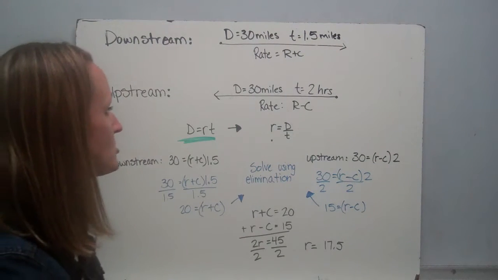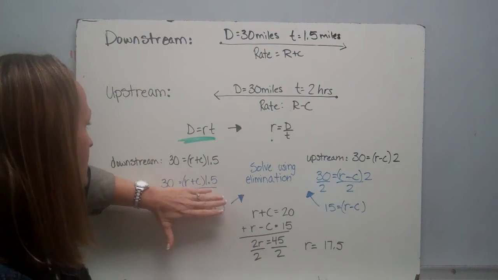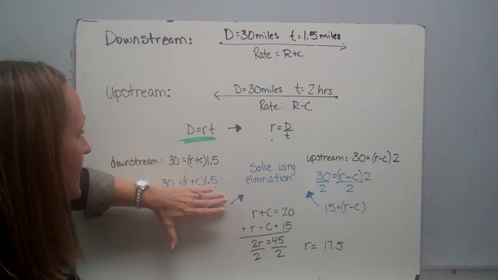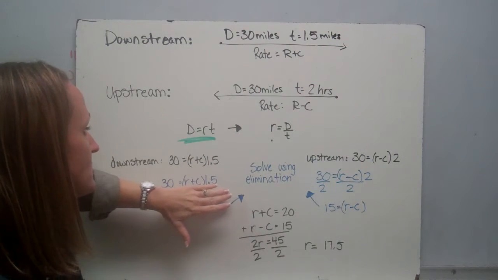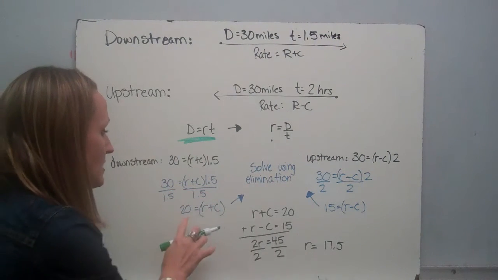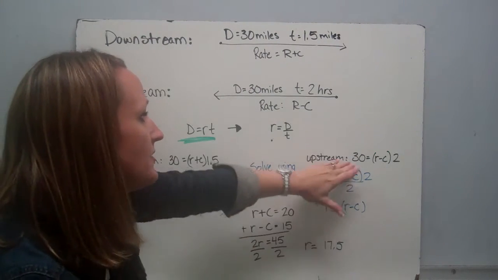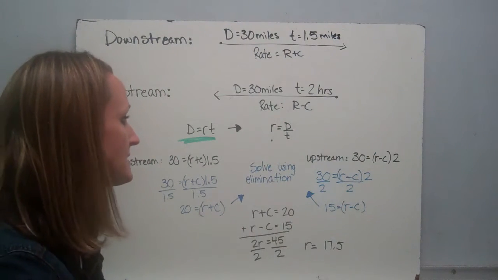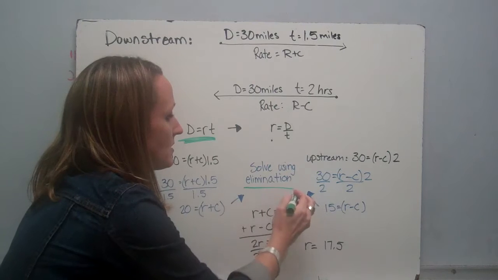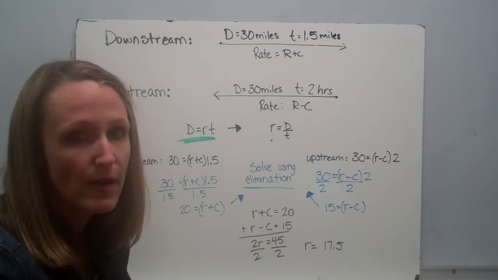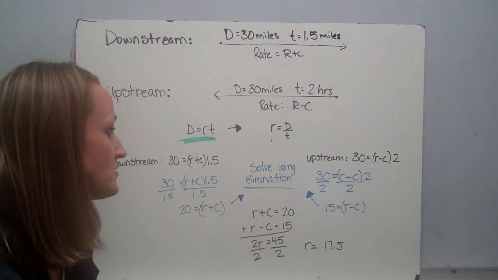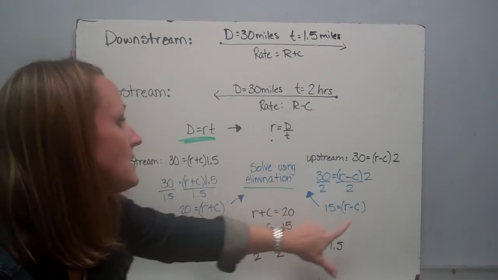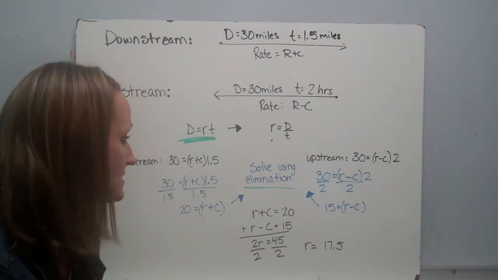So if we set this up, we have 30 equals R plus C times 1.5. We want to isolate our variables. So if we divide both sides by 1.5, we get 20 equals R plus C. On this side, to isolate the variables, we divide both sides by 2, we get 15 equals R minus C. This time, we're going to use elimination. So in the break-even problem, we were able to use substitution. This time we have to use elimination. Fortunately, it's going to be the easy way of elimination because we have a plus and a minus, which means that our C's are inverses.